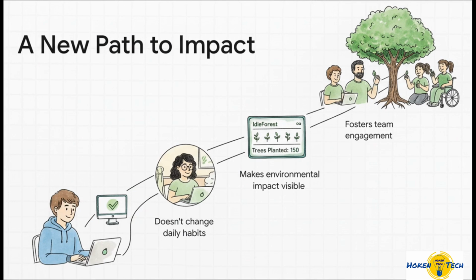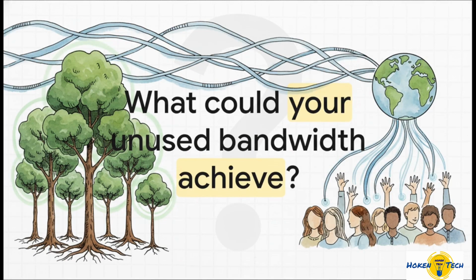Ultimately, what this represents is a new, incredibly accessible path to sustainability. It proves you don't need new equipment, you don't need to change your daily habits to make a difference. And because the impact is so visible, it can be a really powerful tool for boosting team morale and engagement. Which brings us right back to that very first question, but now with a whole new perspective. Seeing how a small team could offset their entire carbon footprint with just 9 trees really makes you wonder, what could your unused bandwidth, combined with thousands and thousands of others, truly achieve?